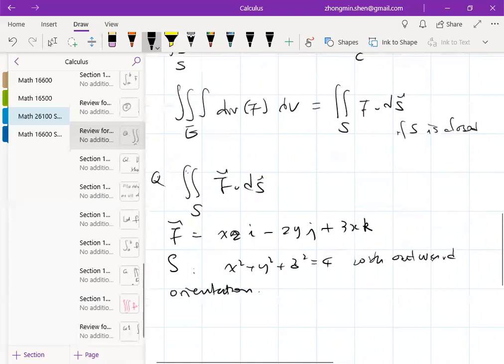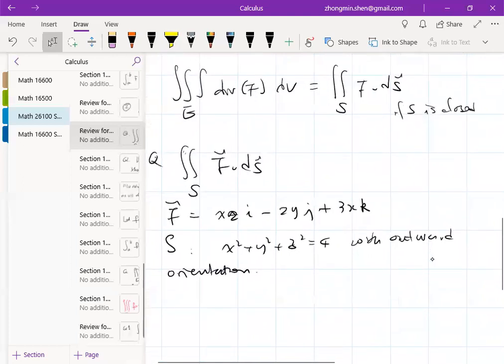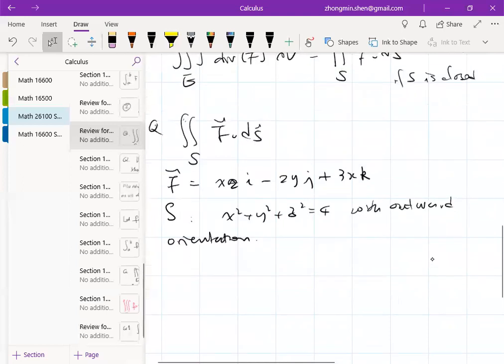When it's a closed surface, you have to be careful. You have two options. Whenever it's a closed surface, you can use the divergence theorem to transfer this surface integral to a triple integral. If you don't use that theorem, you have to do it directly. You have to parameterize the sphere, and maybe it's possible. Let's try in two different ways.